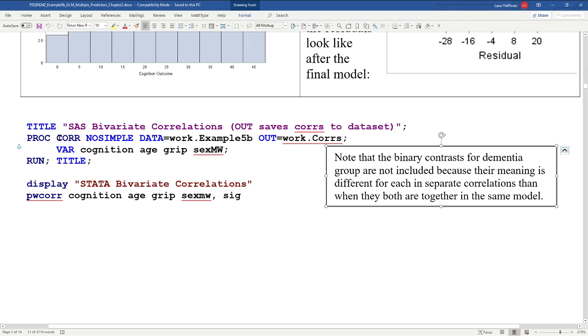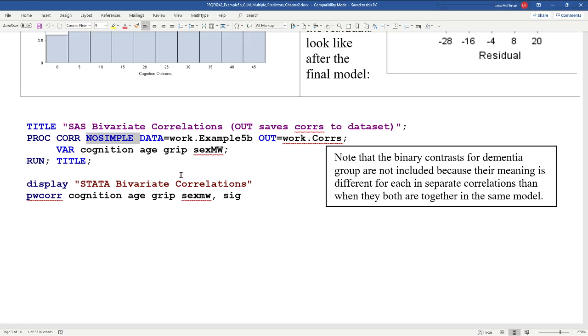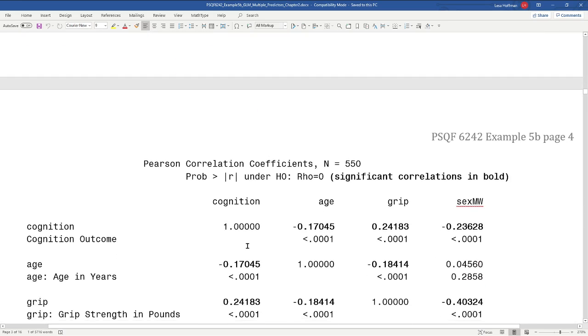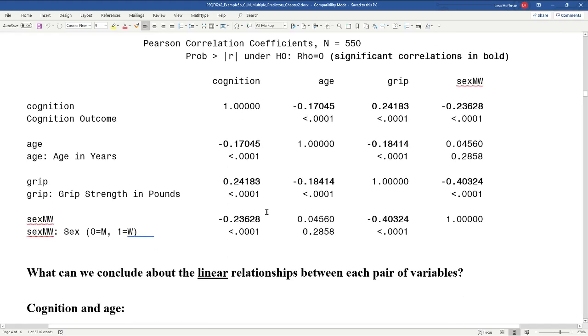So it's proc corr in SAS. NOSIMPLE, by the way, just suppresses additional output related to the means, variances, and such that we've already seen. I am also saving the correlations between these variables to a data set. That's handy to be able to strip out the p-values and sample sizes if you need to create a correlation matrix for reporting purposes, which I have at the end of this example. In Stata, I'm using the command pwcorr, which stands for pairwise correlation, and I've asked it to give me p-values for those correlations as well. So here's some SAS output.